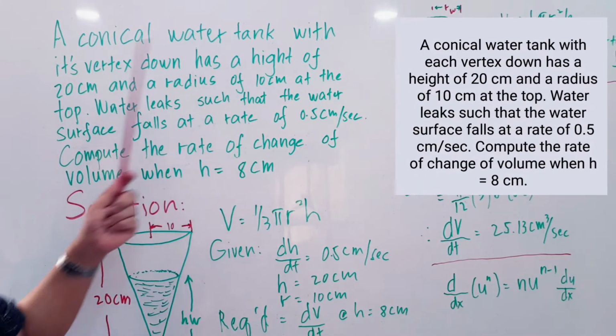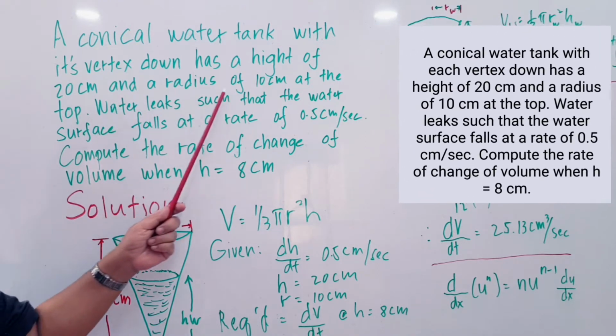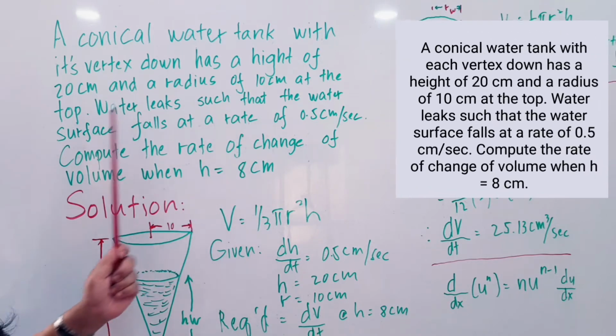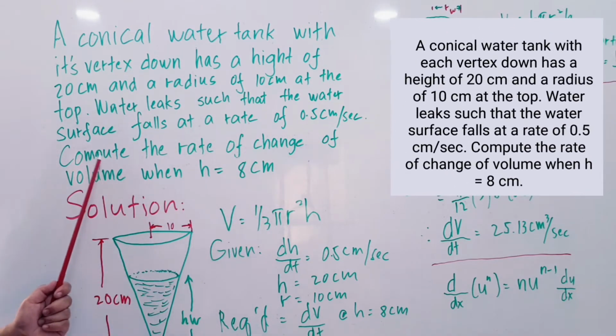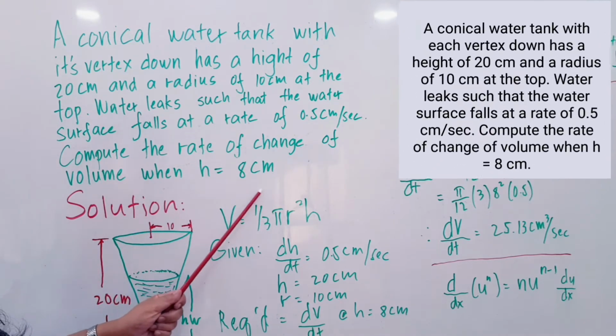A conical water tank with its vertex down has a height of 20 cm and a radius of 10 cm at the top. Water leaks such that the water surface falls at a rate of 0.5 cm per second. Compute the rate of change of volume when h is equal to 8 cm.